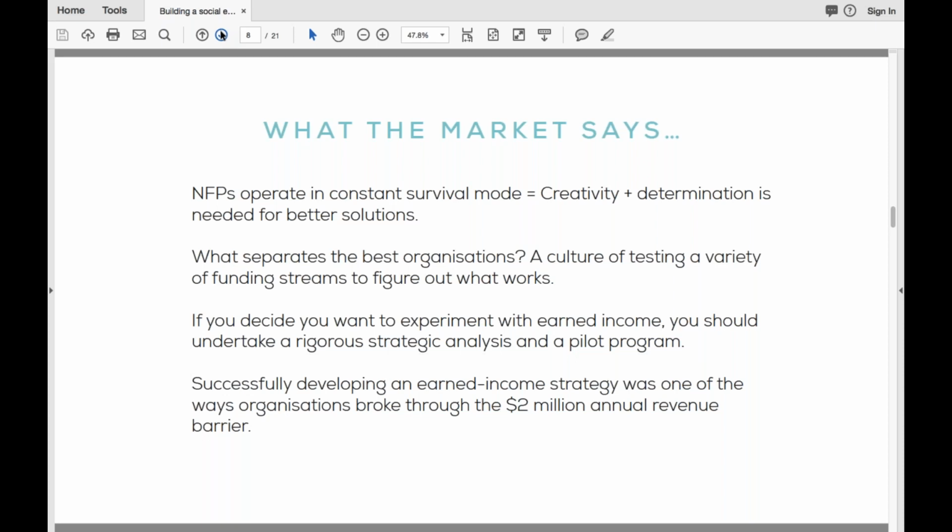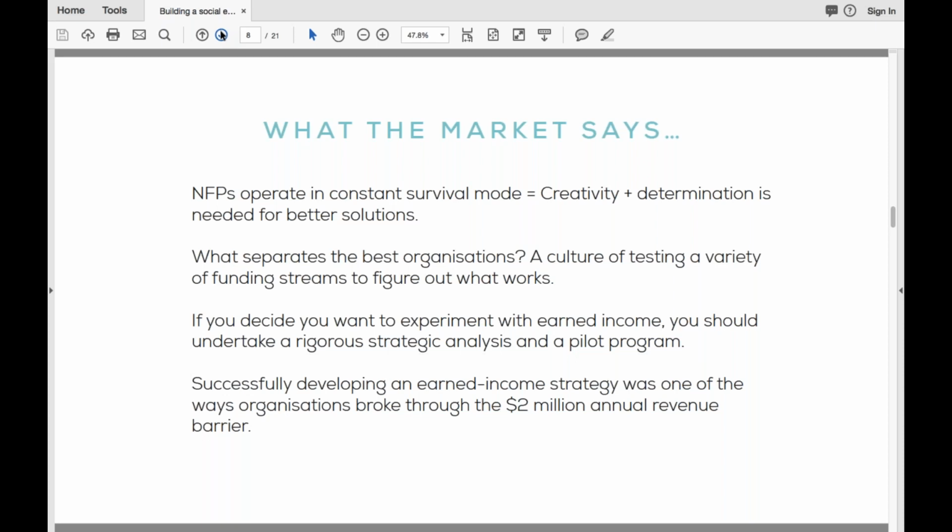So what the market says, not-for-profit organisations operate in constant survival mode. And it's the creativity plus determination which is needed for better solutions, thinking outside of the box. What separates the best organisations is a culture of testing a variety of new revenue streams and figuring out what works. Now, my business, Volley, is 2 years into operation. We're still technically a startup, and startup culture is all about failing and failing fast and not being afraid to fail. Test things, A/B test them as it's referred to. Some of you might be familiar with that. Essentially, A/B testing is testing a couple of different scenarios and seeing what works best. But this trial and error is incredibly important because life isn't perfect and a lot of us will get things wrong, but that's okay. We learn from that and we improve.